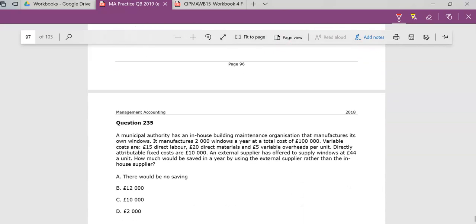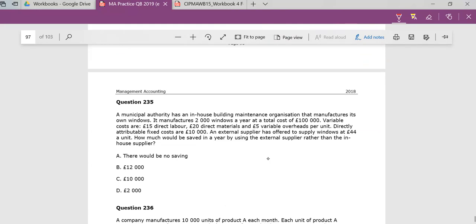And finally, in this group of questions, let's look at the scenario here. Again, very similar. 2,000 windows a year, total cost of 100,000. Variable costs: direct labor 15, direct materials 20, and variable overheads 5. And then we have this directly attributable cost of 10,000 over 2,000 windows, which is an additional overhead of 5.